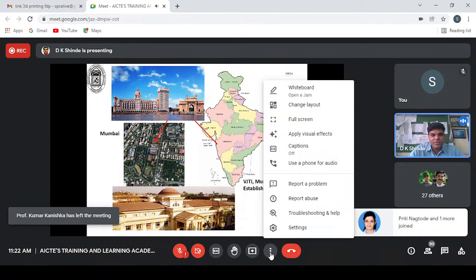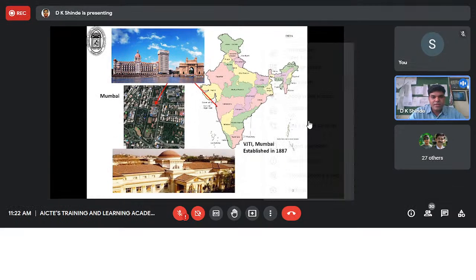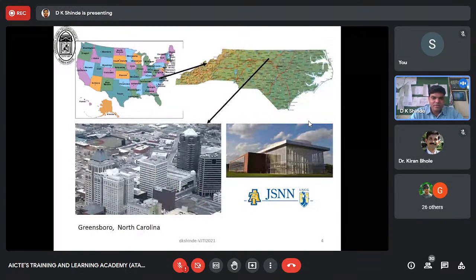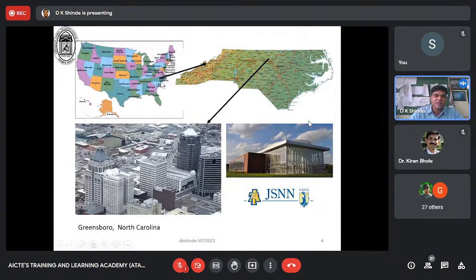acronym remains the same, VJTI. So we are here, and I did my PhD from North Carolina State University, USA. So this is the US map, and this is the eastern side. North Carolina is here, and we are located in the Greensboro campus of North Carolina. The school in which I did my first PhD in nano engineering was the Joint School of Nanoscience and Nanoengineering at the Greensboro campus, which is shown over here.